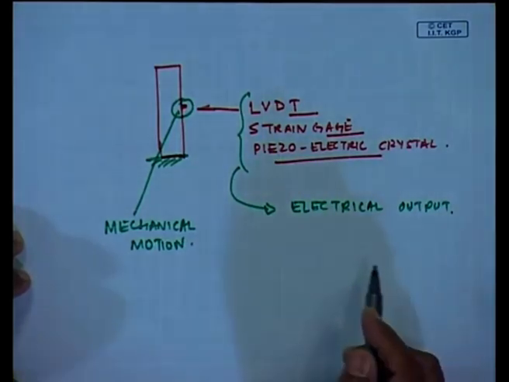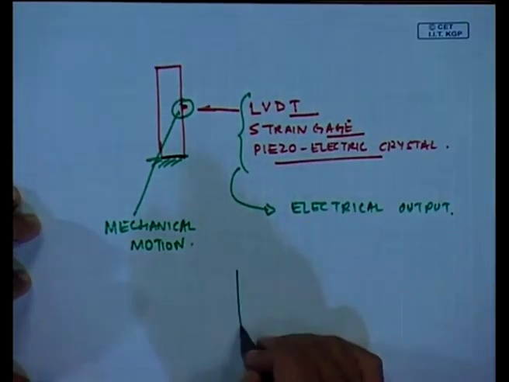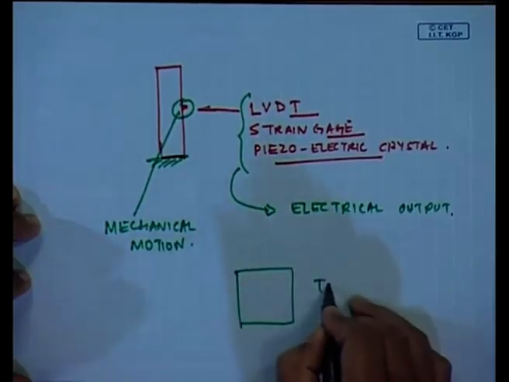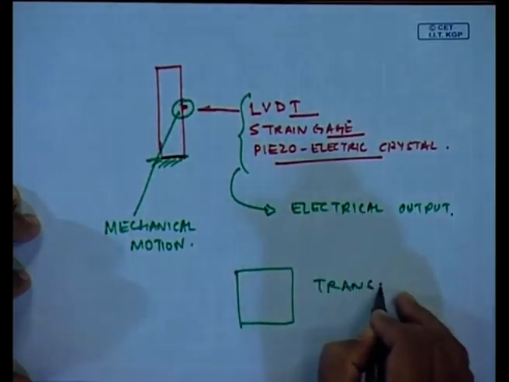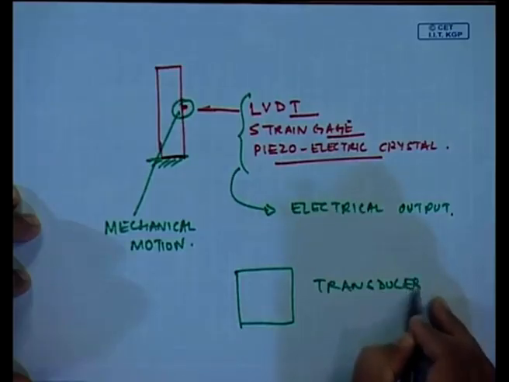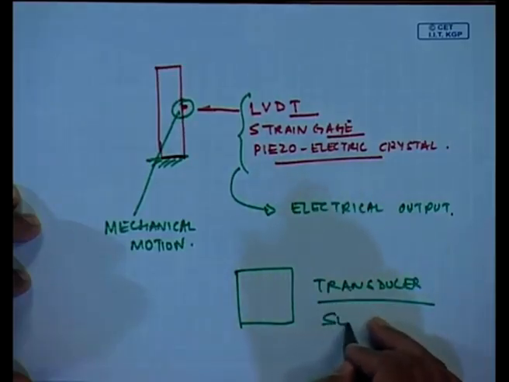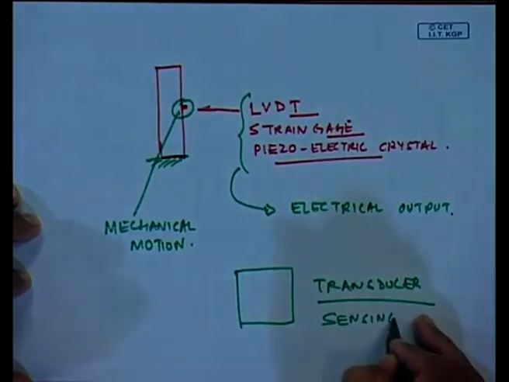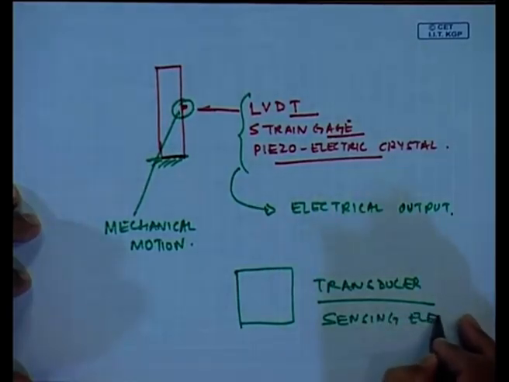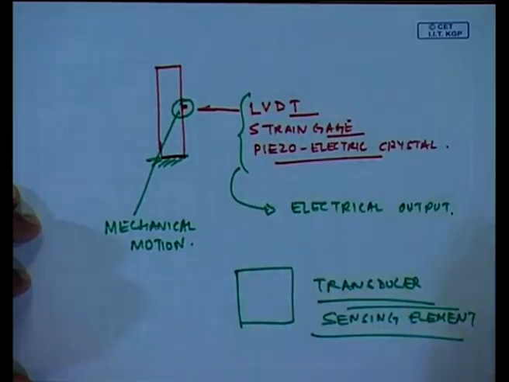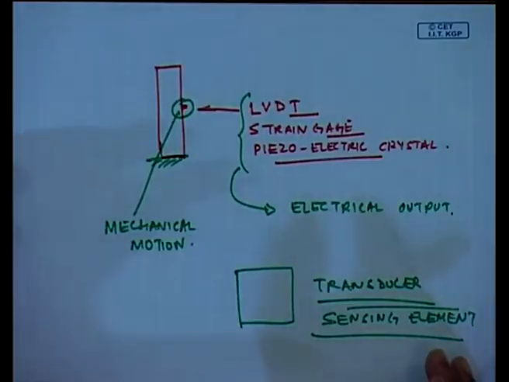So, a transducer or a sensor has an essential element which is the sensing element. The sensing element is the most important part of a transducer, and this list of sensing elements is endless in fact. It is a very large list, but we will try to focus our attention mostly on mechanical motions, vibrations, noise, temperature, process parameters and so on.